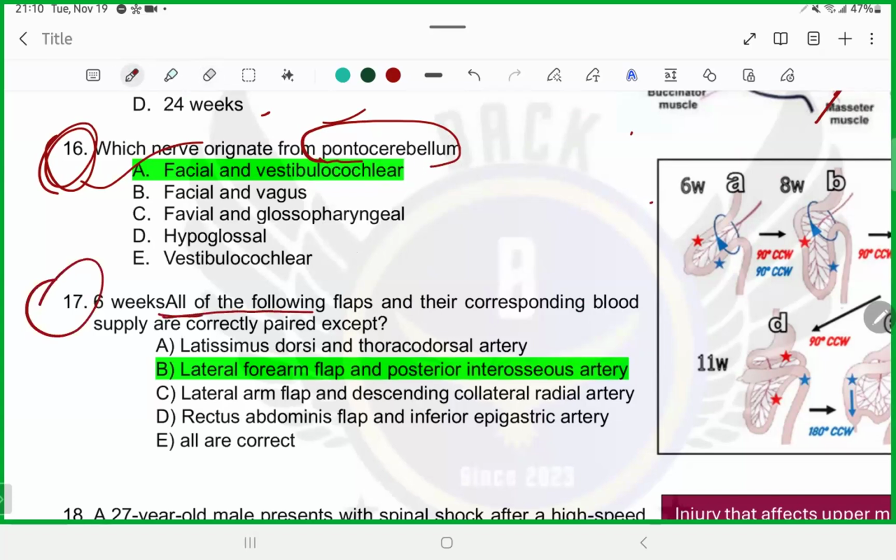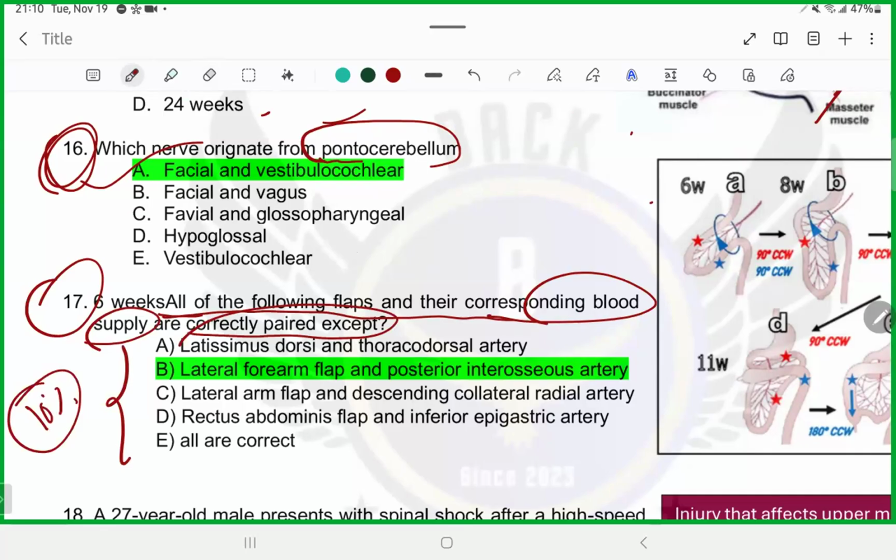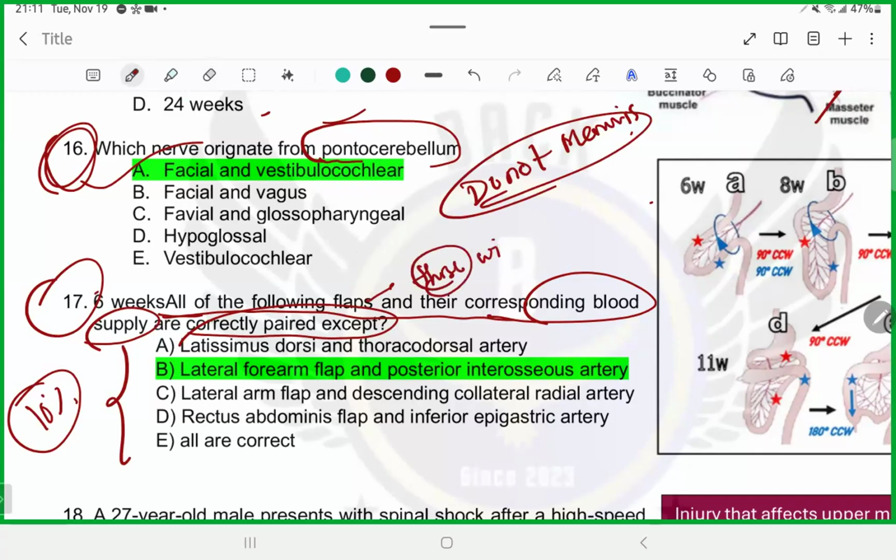Which of the following flaps and their corresponding blood supply are correctly paired, except? Guys, this is understandable. This is that 10% of questions which will come as new questions and will not repeat for this exam. What will I tell you? You do not memorize recalls. Do not memorize recalls at all. You will fail brutally in your exam. But there are some questions which, if they come, will come directly with the same stem, with the same choices, with the same answers. And this is one of those questions.